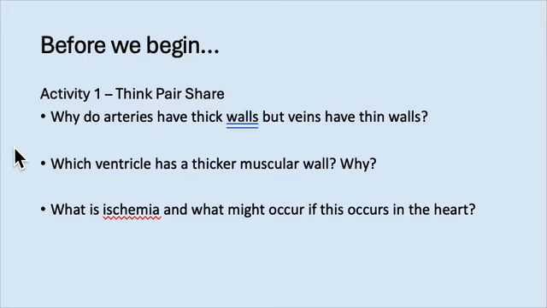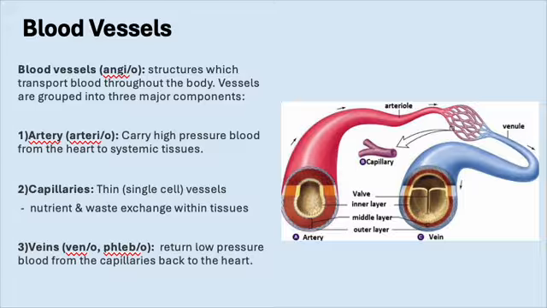The first is, why do arteries have thick walls, but veins have thin walls? The second is, which ventricle has a thicker muscular wall and why? And the next is, what is ischemia? And what might happen if this occurs in the heart? So let's start with blood vessels.